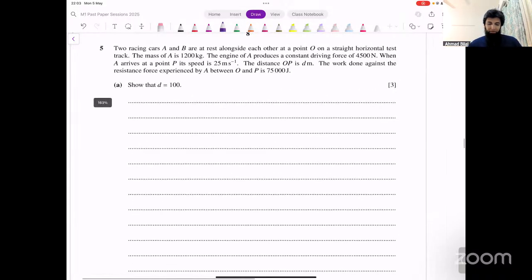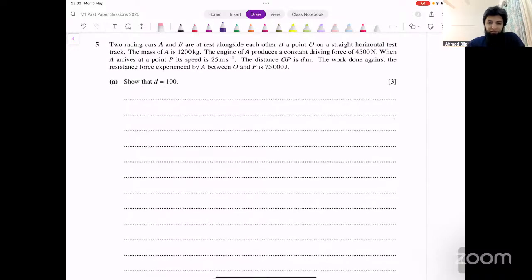Okay, let's have a look at this. Question number 5. Okay, so it says two racing cars A and B, they are at rest alongside each other at a point O on a straight horizontal test track. The mass of A is 1200 kilograms. Okay, so it's a horizontal track.